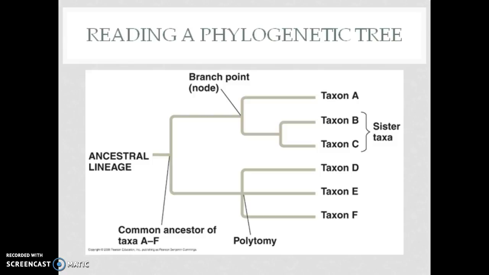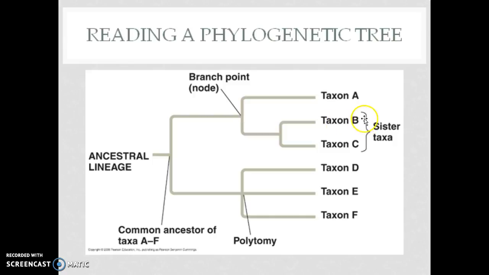So how do we read a phylogenetic tree? Well, there's a couple points on here that you need to be familiar with. To start with, let's look at a branch point, which is a node. It's called a branch point because we have a fork, a branch. This represents the divergence of 2 evolutionary lineages from a common ancestor. So here we have one lineage and a second lineage from one common ancestor.